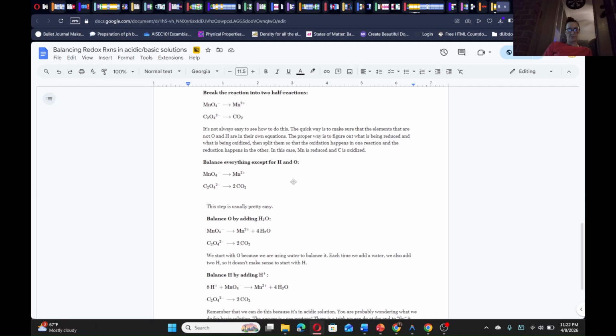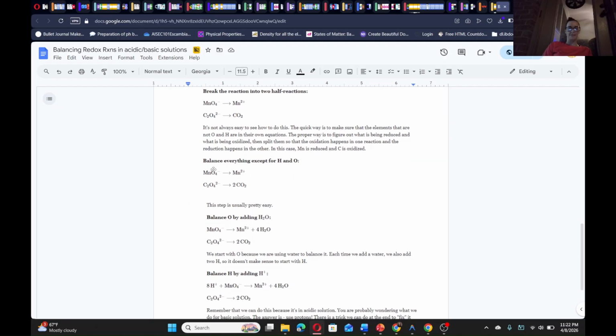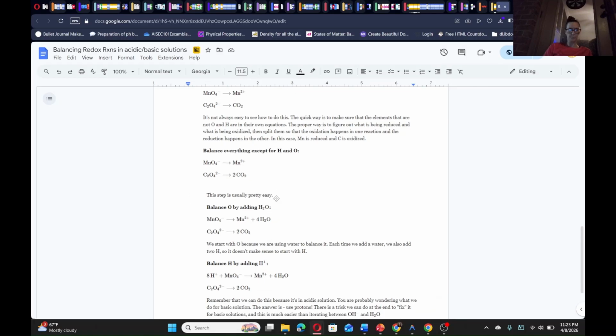So the first step we want to do is balance everything except for the hydrogen and the oxygen, right? We have one manganese over here and one manganese over here. I'm not worrying about the oxygen yet. For the dichromate, I have two carbons over here, and I only had one in the carbon dioxide, so I'm going to put a 2 in front of the carbon dioxide to balance out the carbons.